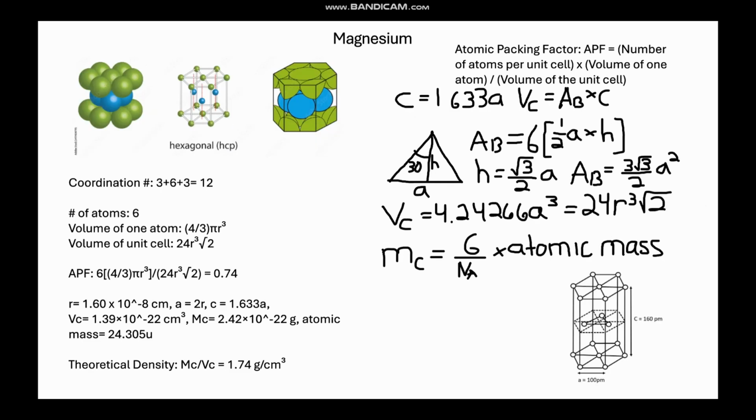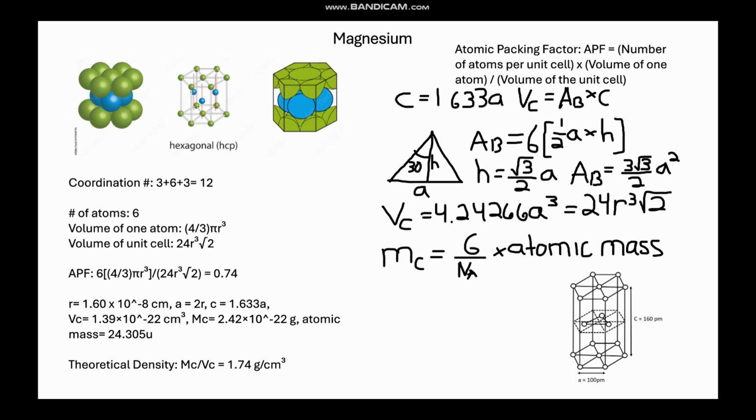Magnesium. Magnesium has a crystal structure of hexagonal close packed, and the coordination number for magnesium is going to be 12, because on the layer above it there are 3 atoms, below it there are 3, and around it there are 6, so it would be 12. And once again, the atomic packing factor is the number of atoms per unit cell times the volume of one atom divided by the volume of the whole unit cell.